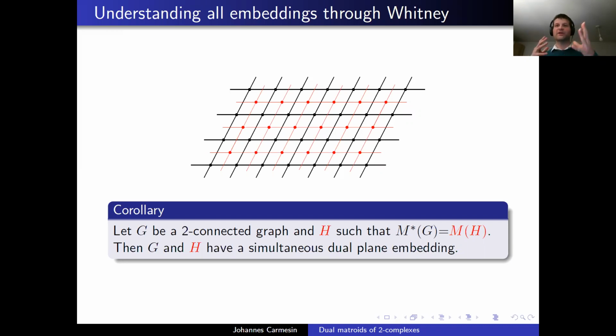And then there are various graphs that represent the cycle matroid, and these are all the possible choices, in bijection with all the possible embeddings. So that's one reason why I think we should all like Whitney's theorem a lot, because it doesn't just tell us about the existence of embeddings, but it tells us what all the possible embeddings look like.